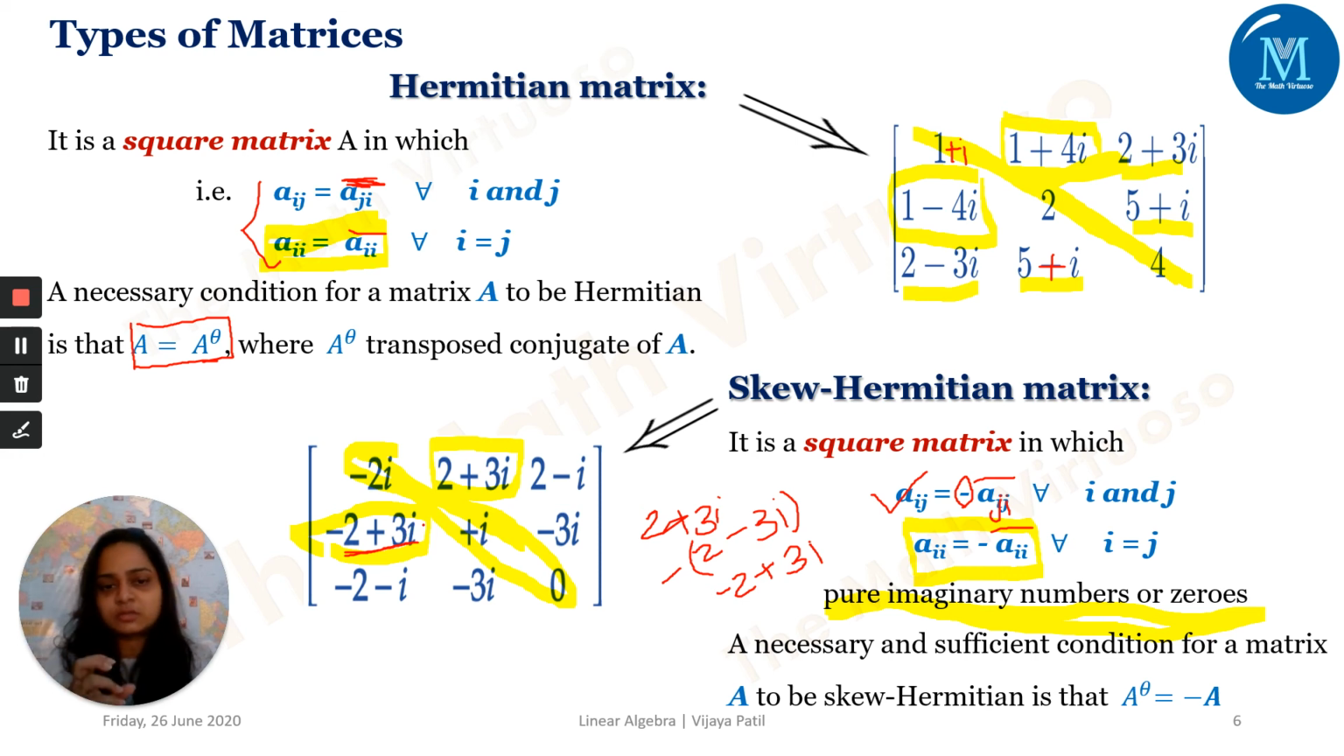So in short, how to identify this just by observation? First of all, diagonal elements are either purely imaginary or 0. Non-diagonal elements should have the negations of their conjugates. In short, I want the same sign for the imaginary part of the number, but I want the negation of the real part.